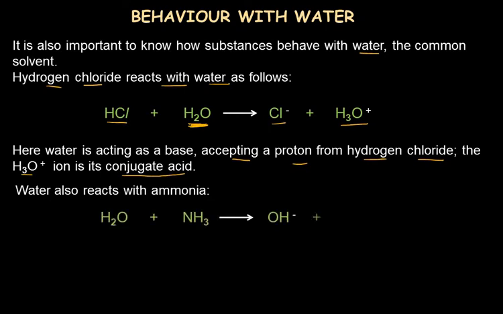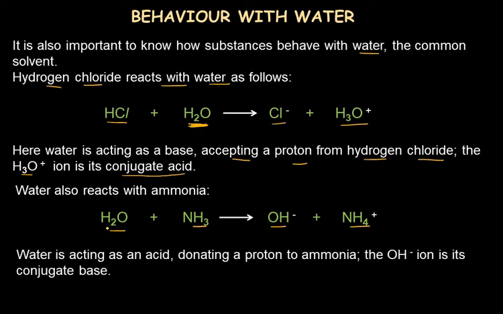So here is a reaction where ammonia reacting with water forms hydroxide ion and ammonium ion. In this reaction, water is exactly opposite to what it was in the first reaction, because here water is donating its proton to the ammonia. So here it acts as an acid, forming the hydroxide ion and ammonium ion. In this reaction, hydroxide ion is the conjugate base of the acid water.